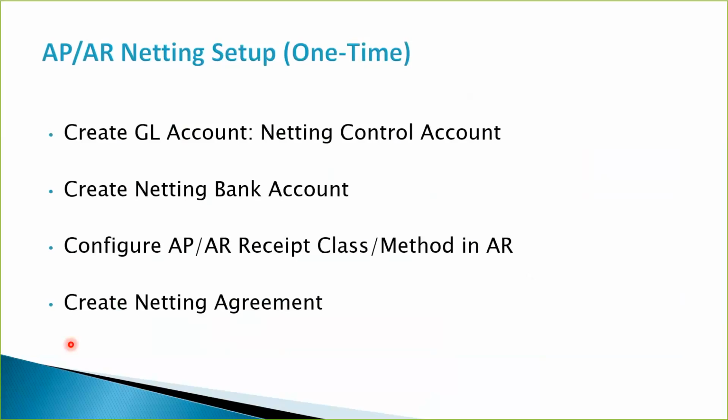Like we said, netting program is going to be creating dummy receipts and dummy payments. So in AR, we have to configure a special receipt class and method for this purpose. In payables, we don't need to make any settings. And then finally, we need to create a netting agreement. What is the netting agreement?